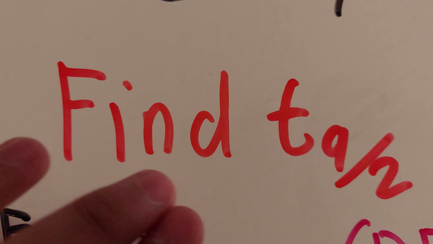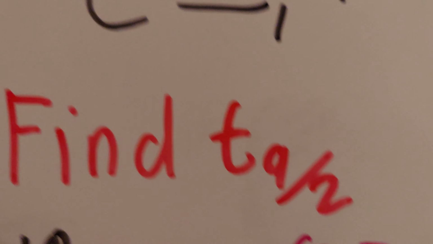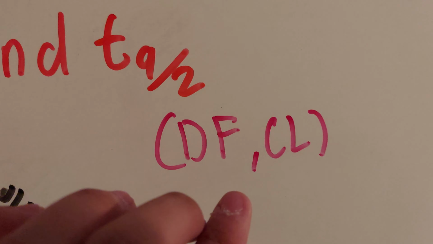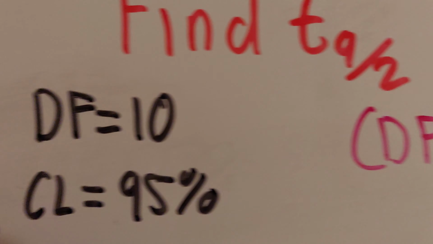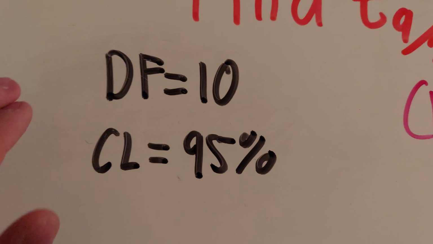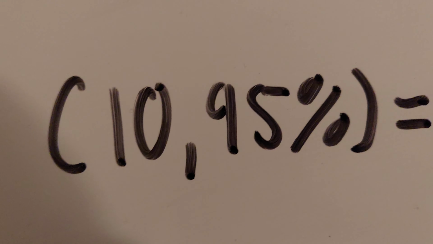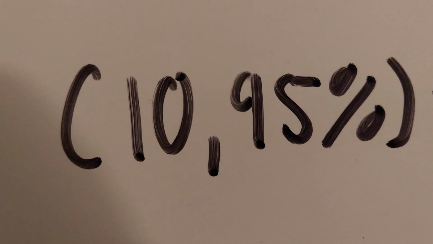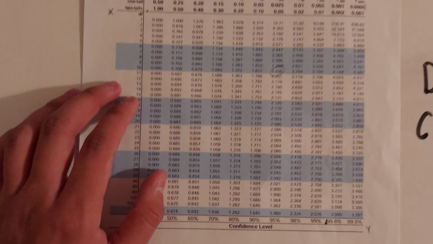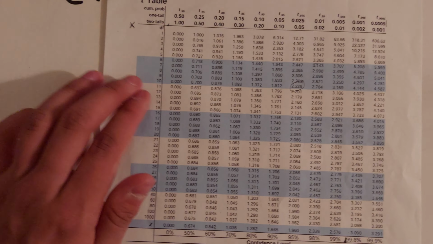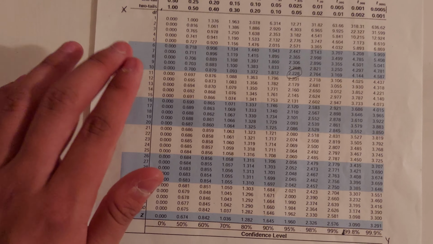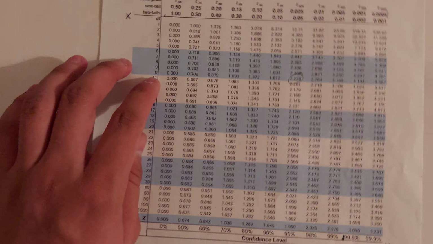Now we're going to find t alpha over 2. To do that, we need our degrees of freedom and confidence level, which we just found. Our degrees of freedom is 10, and our confidence level is 95%. So we're going to write it down like this. We're going to be using our t-table over here. Let me expand that a little bit. And we're going to go over here to our x-axis, our degrees of freedom, and it's going to be 10.